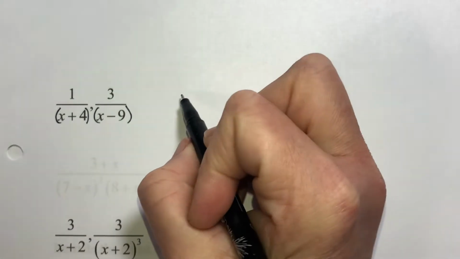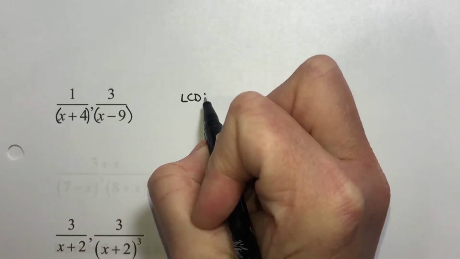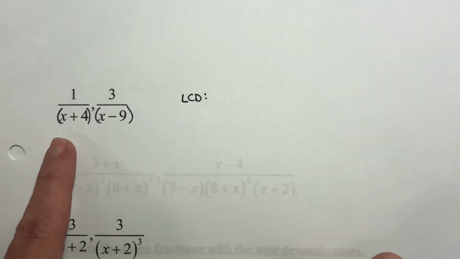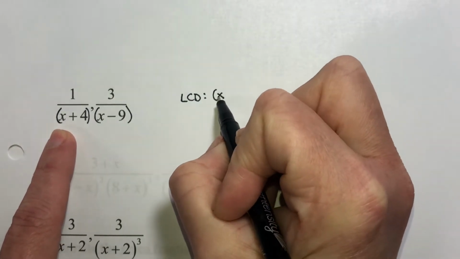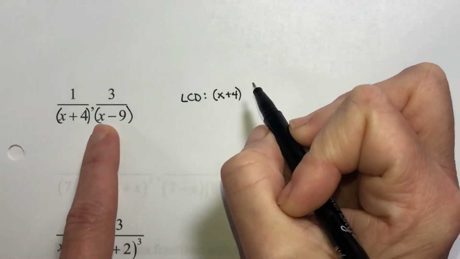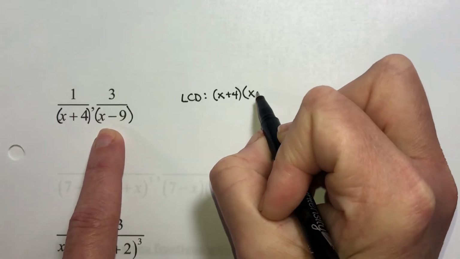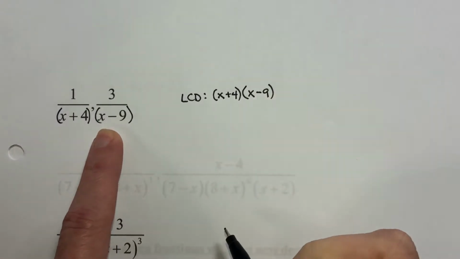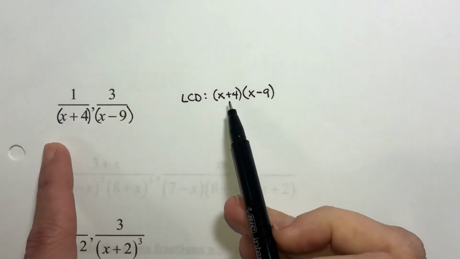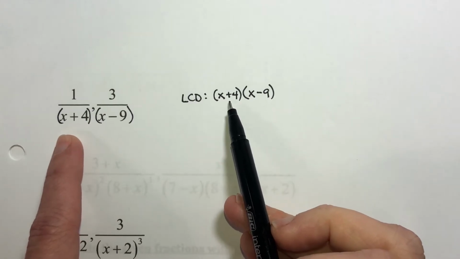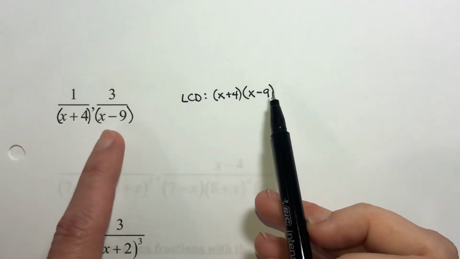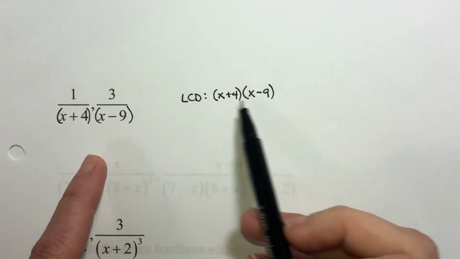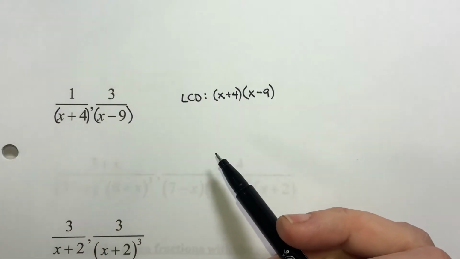Now, for my LCD, I'm going to write down every single base that appears. I have an x plus 4 base, and I have an x minus 9 base. Now I go back and look for the largest exponent. X plus 4 only appeared once, and its exponent was 1. Same thing for the x minus 9, so this is your LCD.